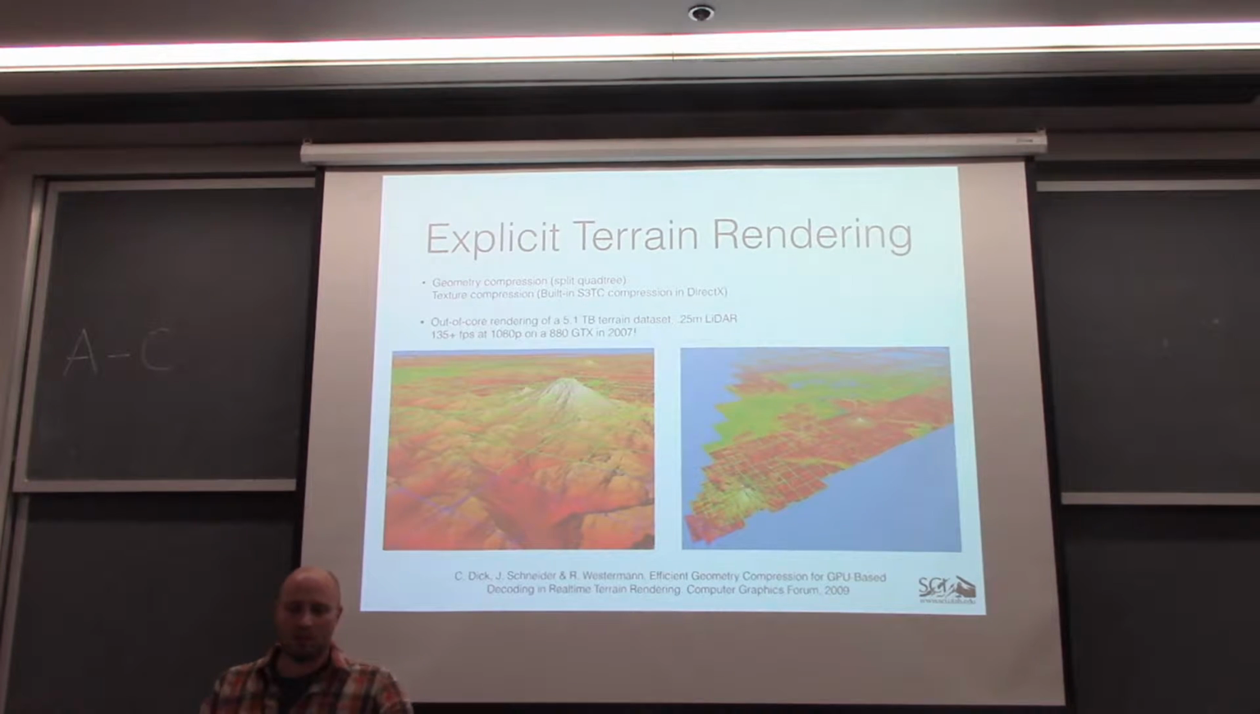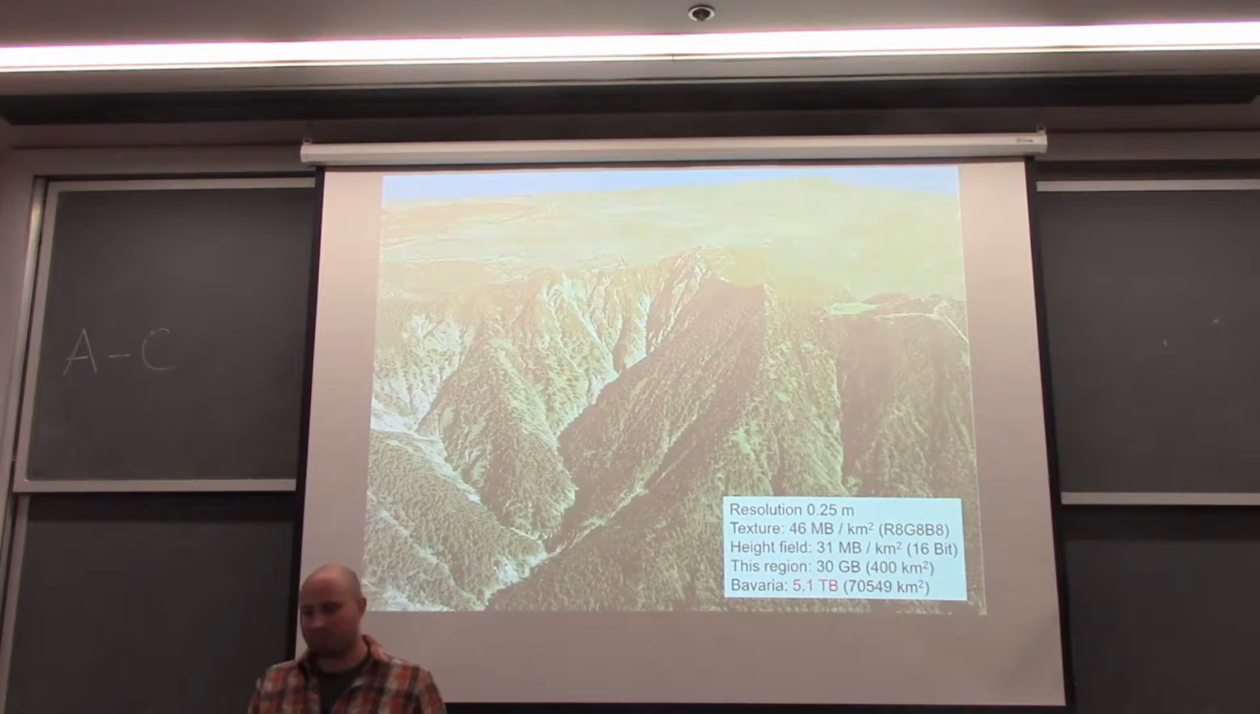The state of the art in terrain rendering I can think of is this great out-of-core system that folks at University of Munich did back in 2009, and they were doing real-time out-of-core rendering of a 5 terabyte data set with quarter-meter LiDAR resolution. And this is on an old GPU. So this is, I would say, a very specifically well-engineered system for terrain rendering. So this is the kind of result you get from that.